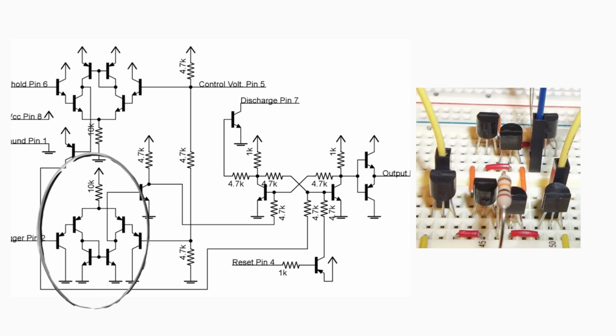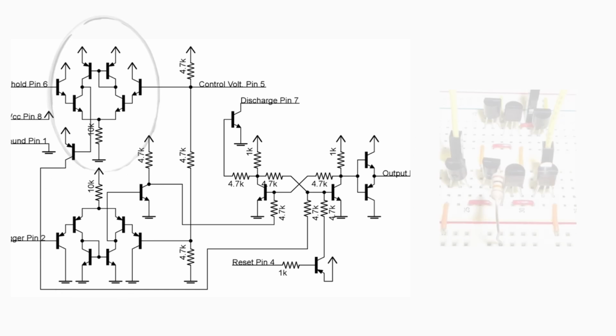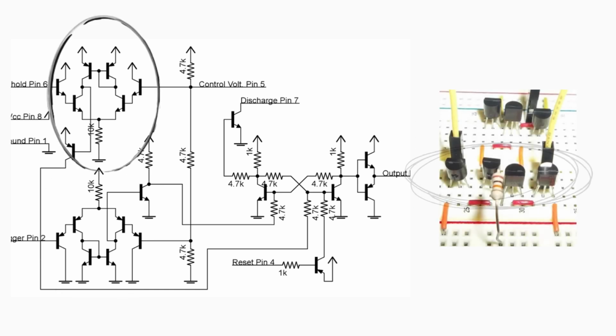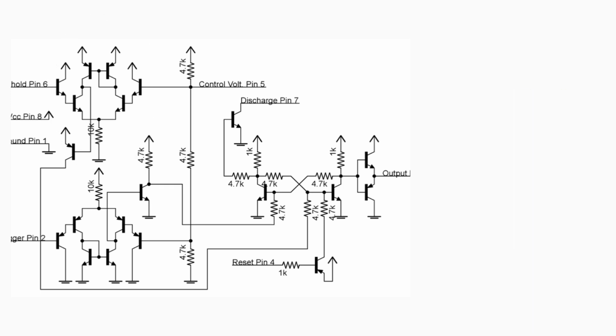When the capacitor voltage falls below 1/3 of VCC, the trigger comparator will activate the flip-flop by pulling the base of the transistor connected to the flip-flop set input low. The threshold comparator is constructed using four NPN transistors arranged similarly to the trigger comparator but with reverse polarity. When the capacitor voltage exceeds 2/3 of VCC, it resets the flip-flop by pulling the reset input low.